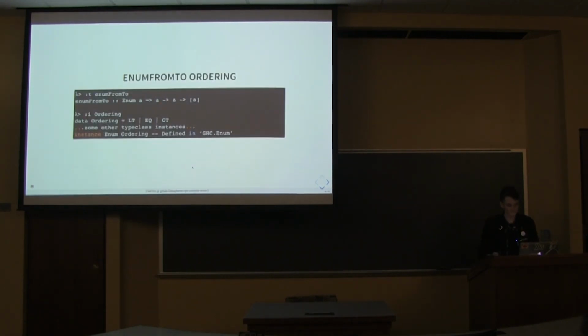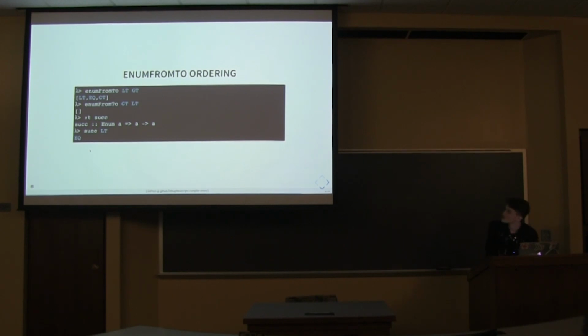So to set up this problem a little bit, the enumFromTo function takes two arguments of type a, and those types have to be enumerable, which is what that Enum a fat arrow tells us. And for our problem, we're going to use the type Ordering. As we see here, the type Ordering has an instance of Enum already, so we can use this type without having to write an Enum type class instance.